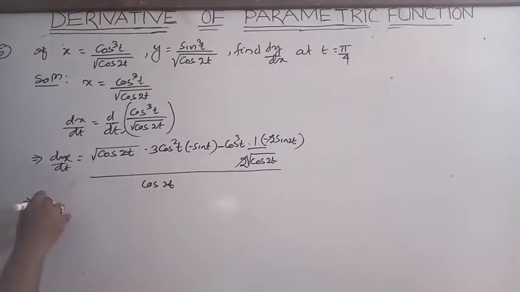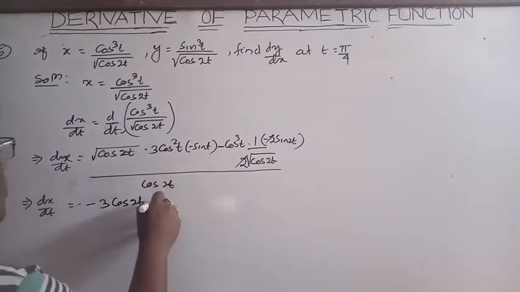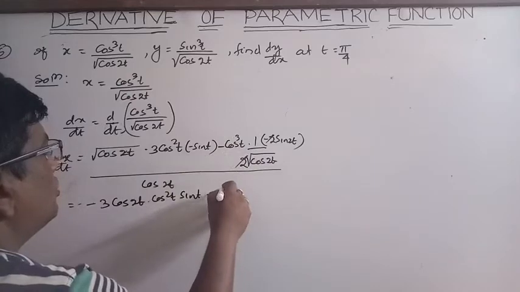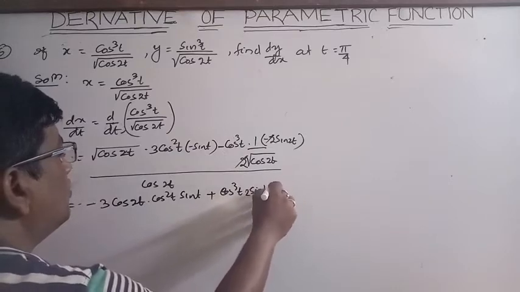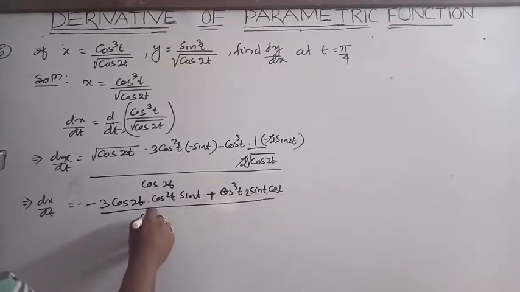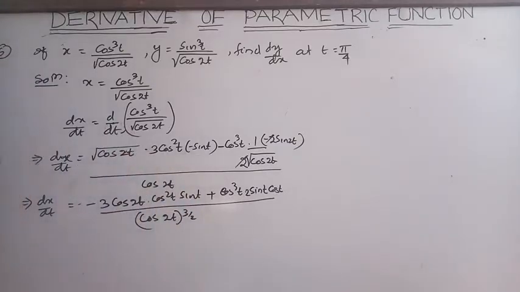Now dx/dt is equal to, this is cos 2t, and here the minus sign because minus is present, so we can write minus 3 cos 2t into cos²t into sin t. Here minus plus, this is cos³t into sin 2t, which means 2 sin t into cos t. Clear? And divide by cos 2t power 3/2, this is root over the LCM.